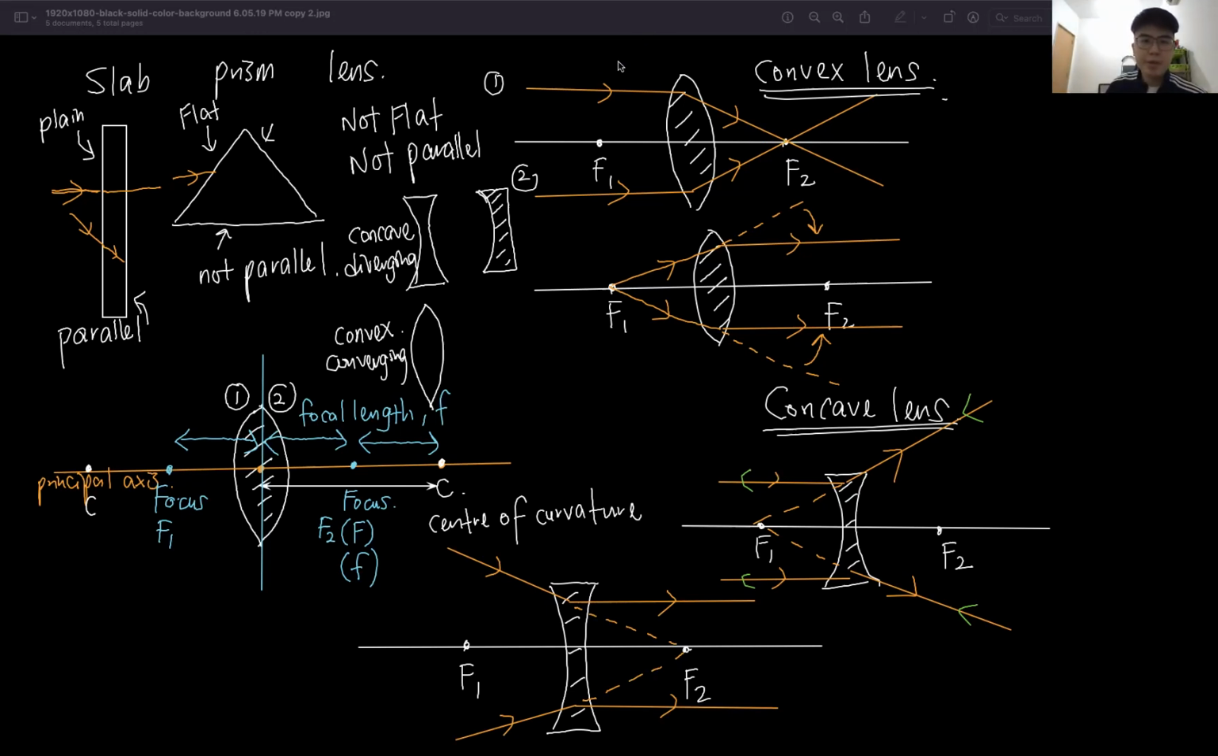These 4 diagrams show the behavior of the focal point of each lens and what each point does to the light ray. Please remember these 4 diagrams. Okay, now we go to the next one.